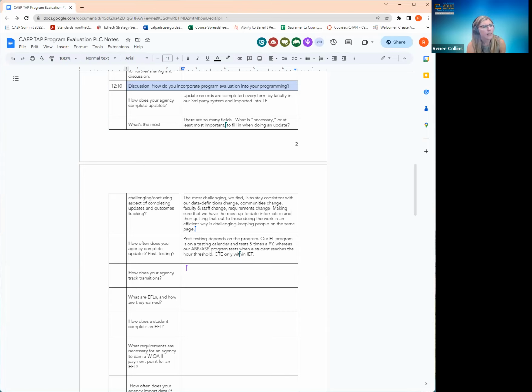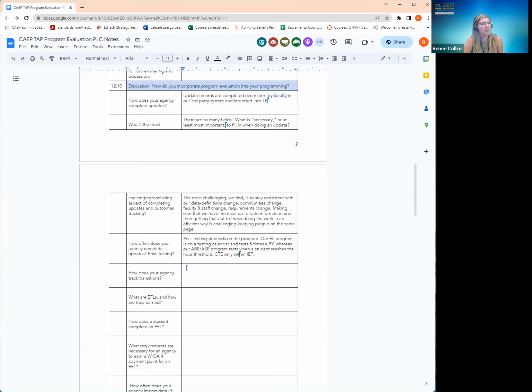Okay, let's jump into the questions. It looks like there's a couple of responses to what's the most challenging or confusing aspect of completing updates and outcomes tracking. One of the responses was there are so many fields. What is necessary or most important to complete on the update?